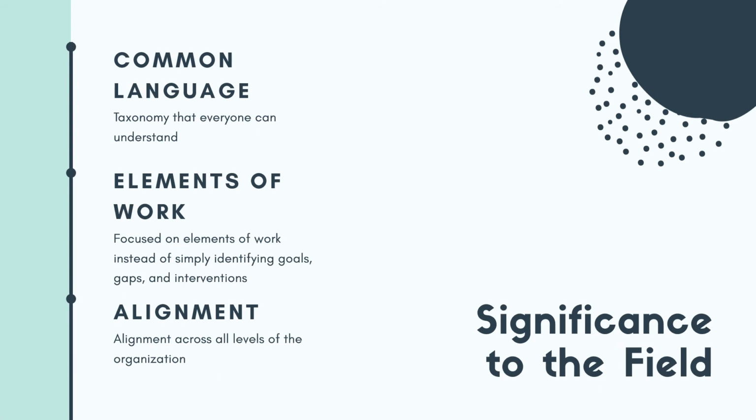Langdon's work is significant because, first of all, he developed a framework for everyone to use in order to understand and, more importantly, communicate how work happens in an organization. Second, instead of jumping straight into gaps and interventions, his model looks at the elements of work that affect the organization. Last but not least, his model looks at how work can be aligned across all levels and layers of an organization. Let's take a look at some examples of how this model has been applied in the real world.